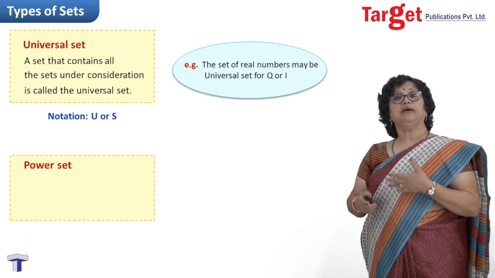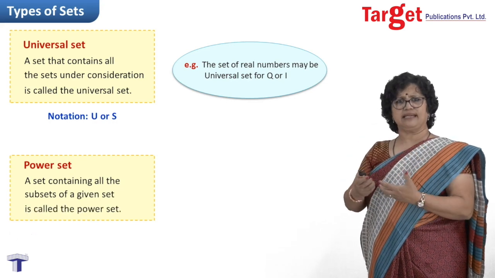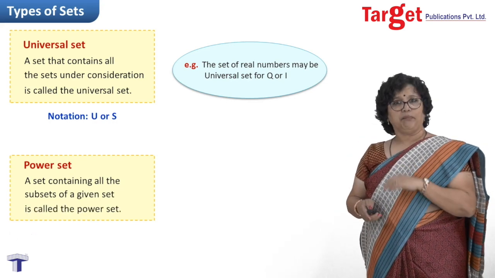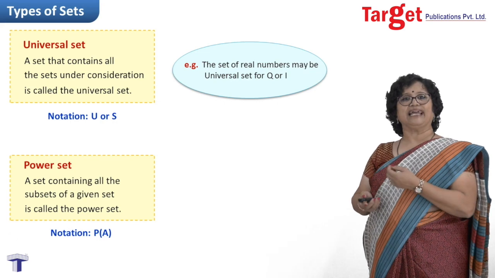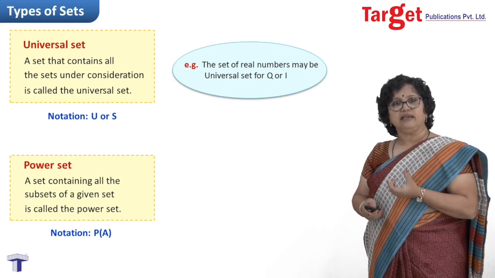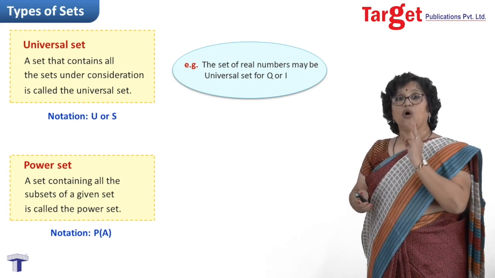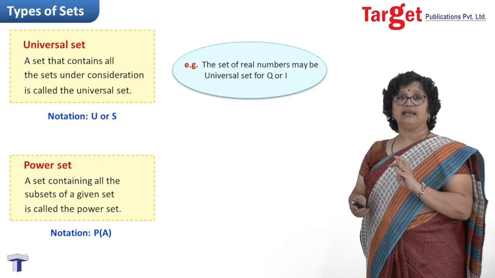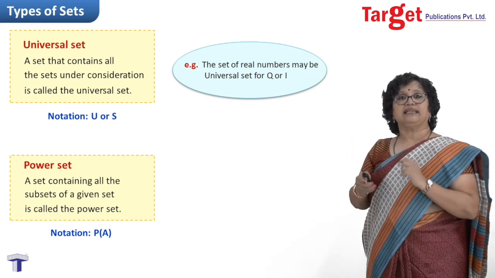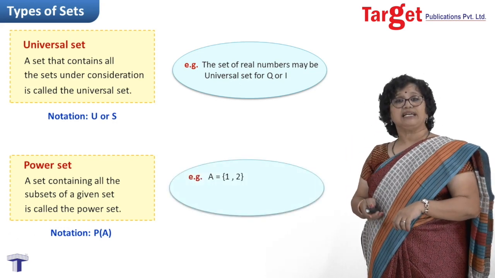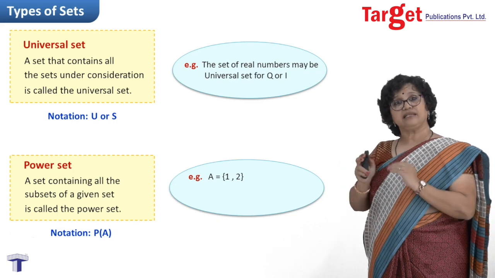Now the next type could be power set. The set containing all possible subsets of a given set, say set A, is called the power set. The notation would be P, and inside round brackets we write capital A. Mind you, I repeat, it is the set of all subsets of set A, including the empty set and the set itself. All possible subsets you have to write, put them under curly brackets, and that will be your power set. So the power set notation would be P(A) equal to, and then we write within curly brackets certain subsets.